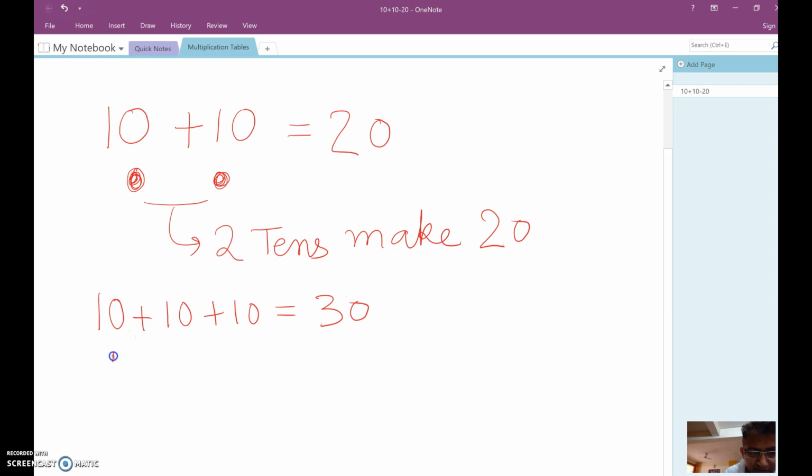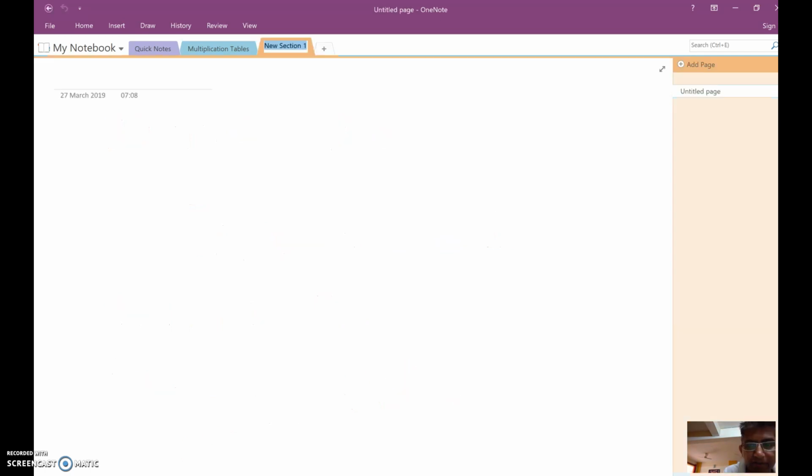This is 1, 2, 3. So these are 3 tens, which makes 30. Okay, you got it? Very good. Now we revise it.